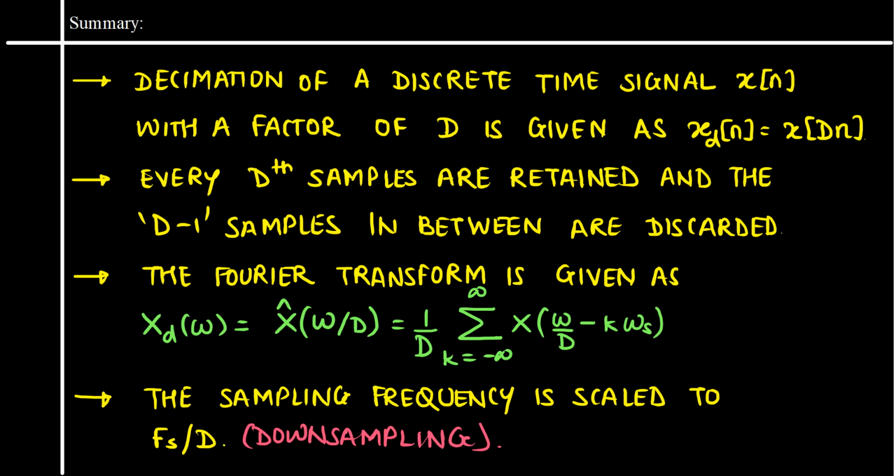Now basically, why are we doing this decimation? Let us try to understand the need of it. We have seen that we are obtaining some kind of scaling of this omega axis. Suppose I have some frequency on the omega axis, so this new omega is basically omega naught into d.